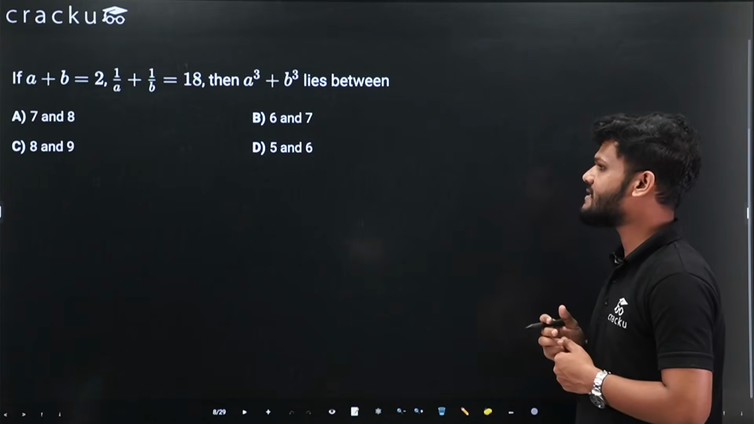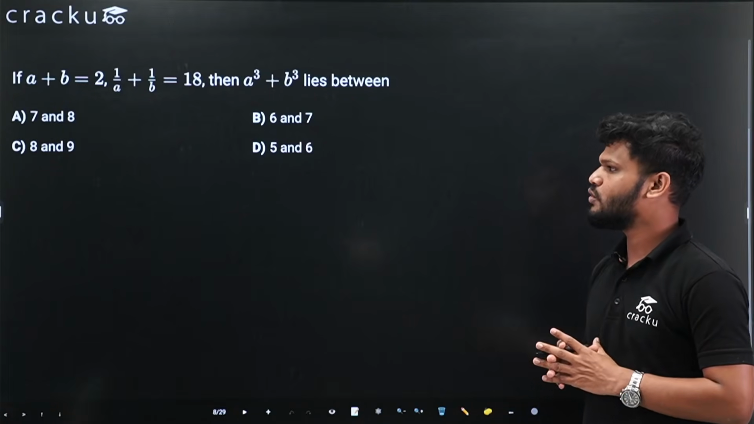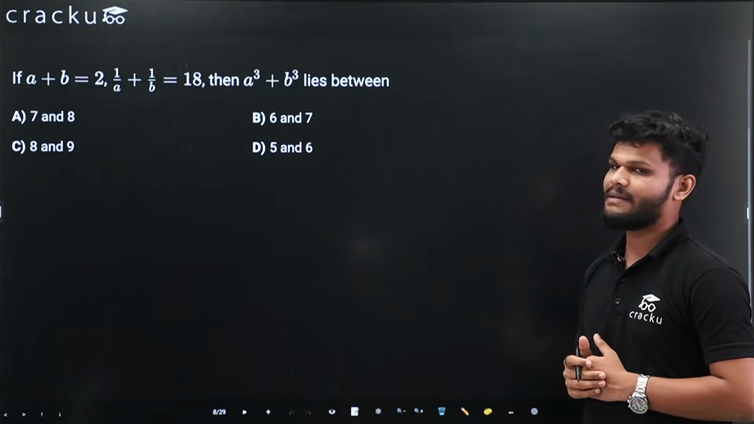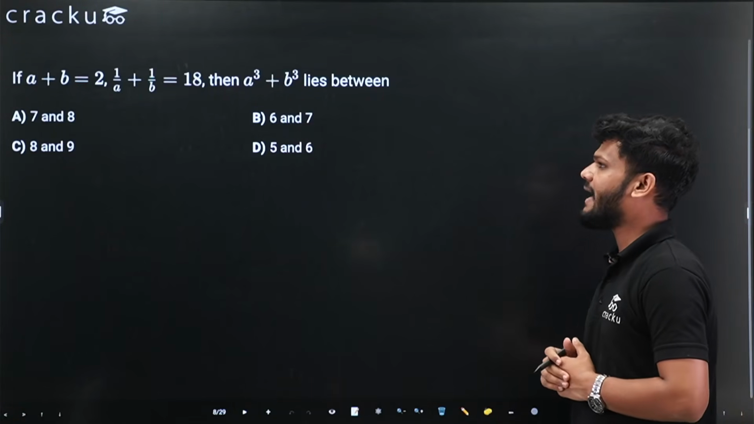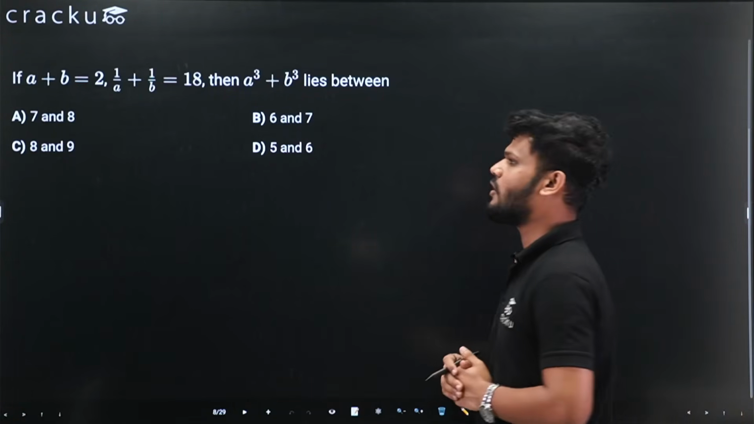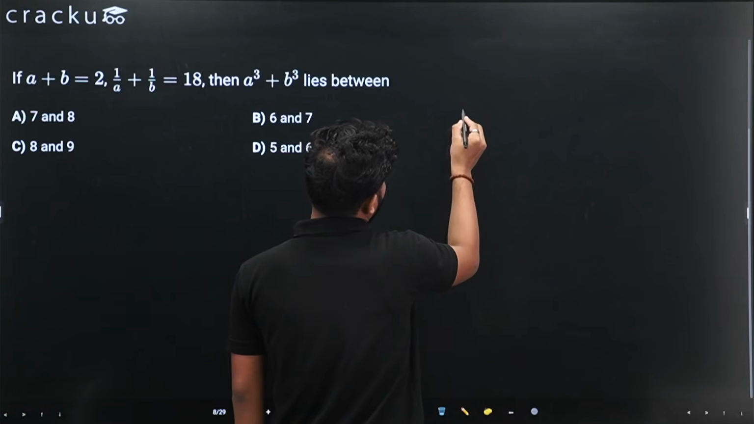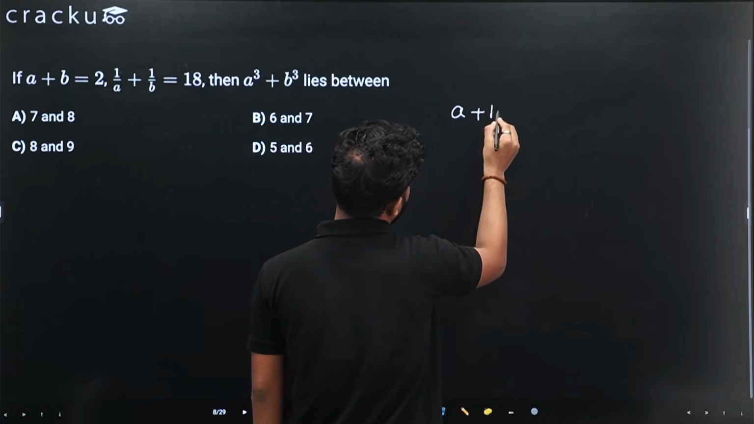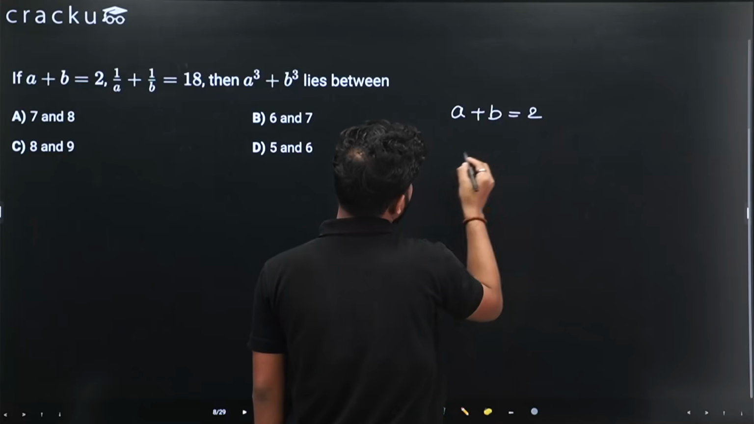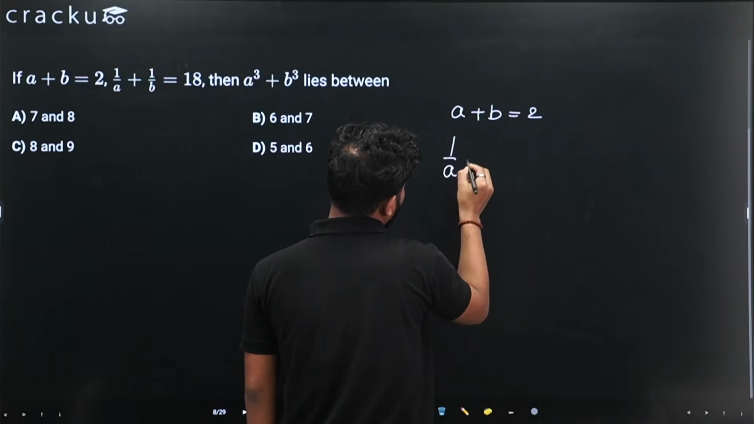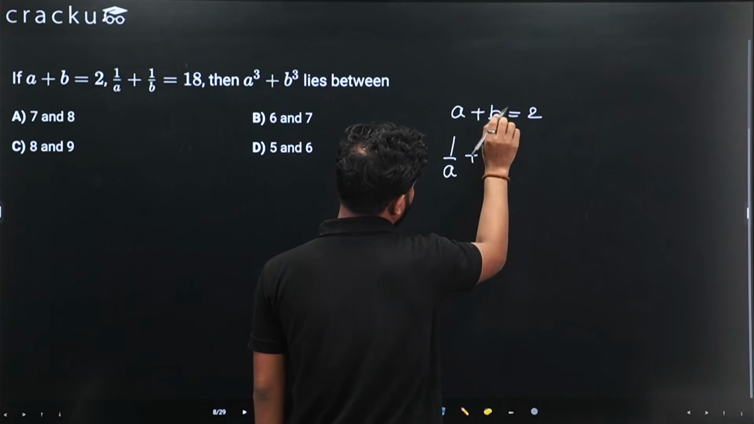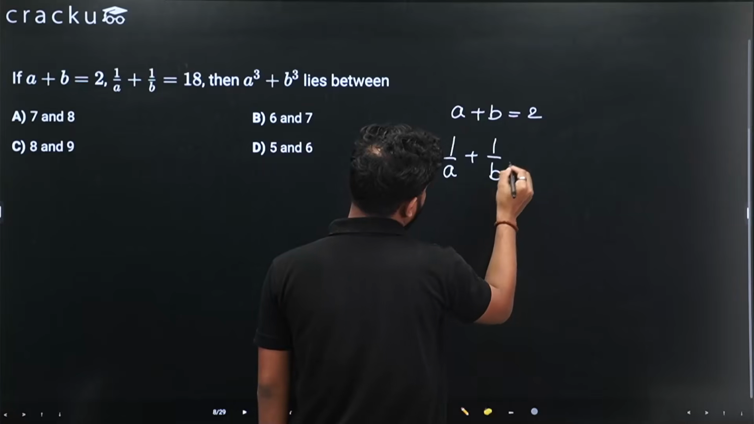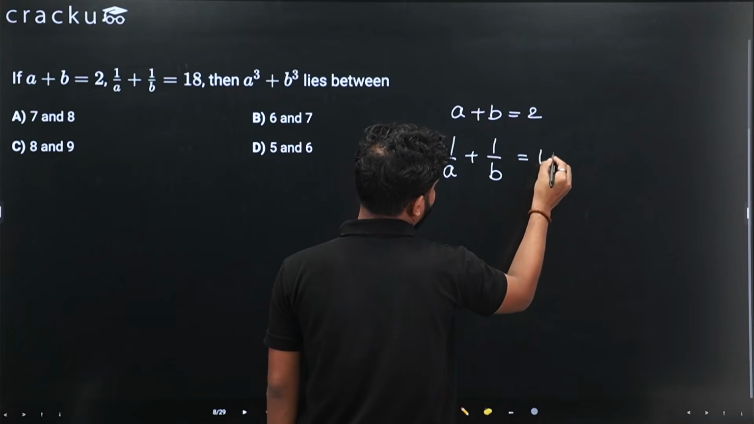In this question we are asked: A plus B is equal to 2, 1 by A plus 1 by B is equal to 18. Then A cube plus B cube lies between what? Now you have been given A plus B is equal to 2. Also 1 by A plus 1 by B is given as 18.